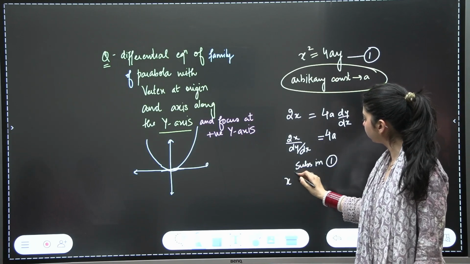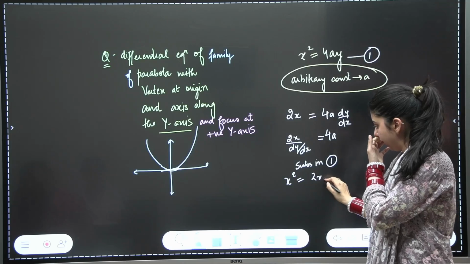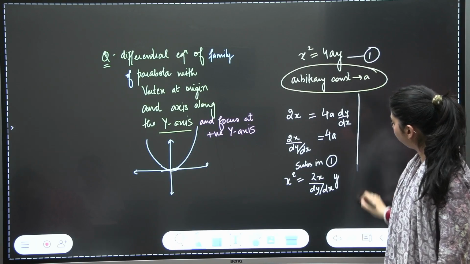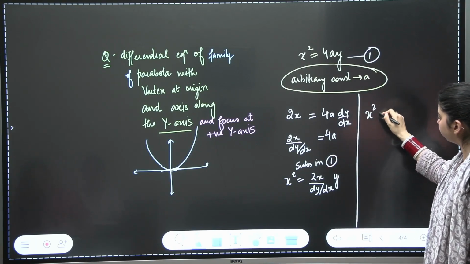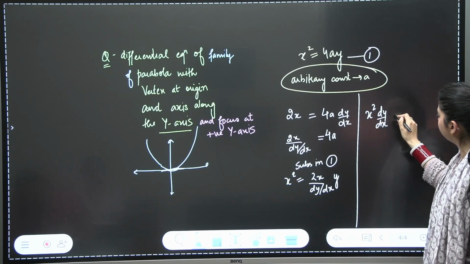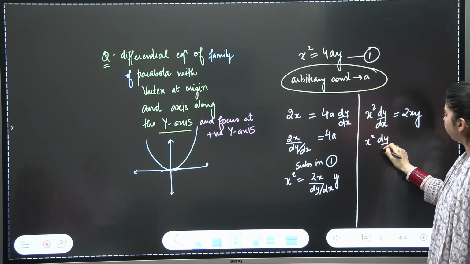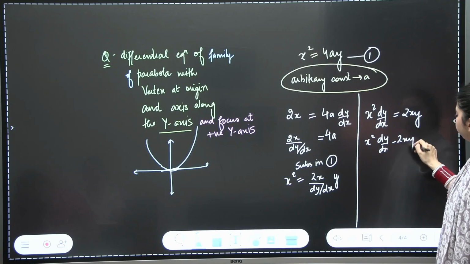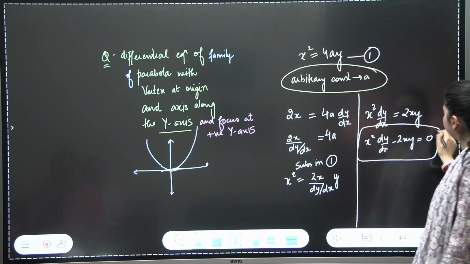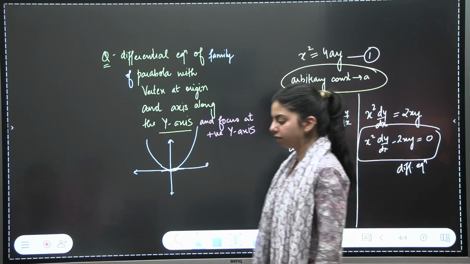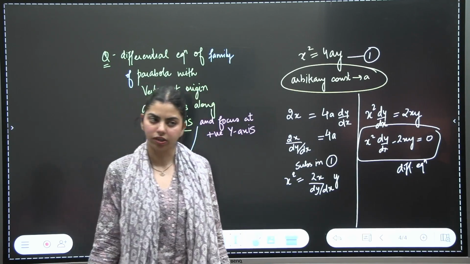You will get x square equals 4a, which is 2x upon dy by dx, into y. Which by basic shifting gives me x square dy by dx equals 2xy. Or I can just say x square dy by dx minus 2xy is equal to 0, and this is my equation. Okay. This is the differential equation that we want to talk about. Got it?